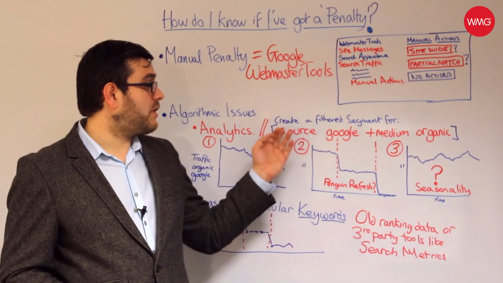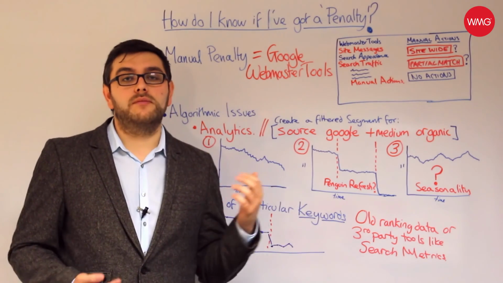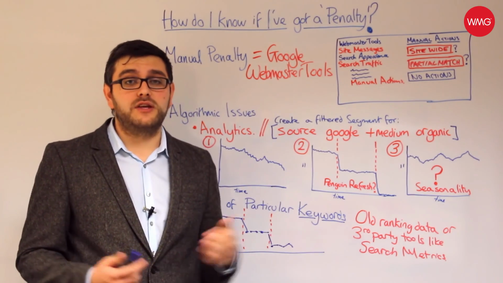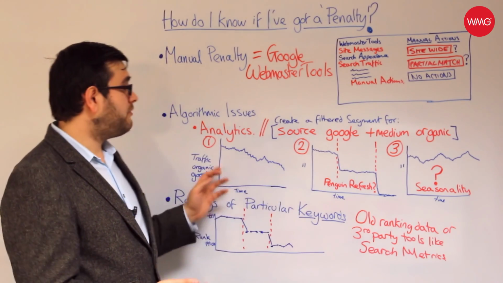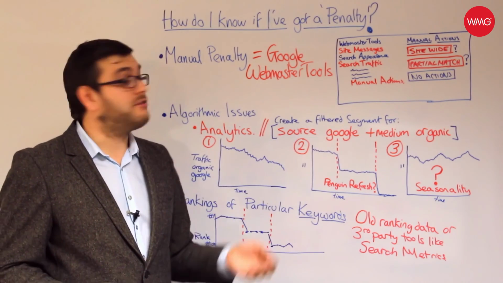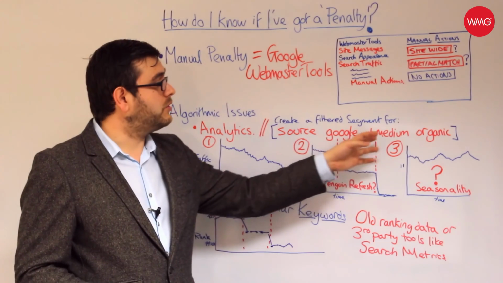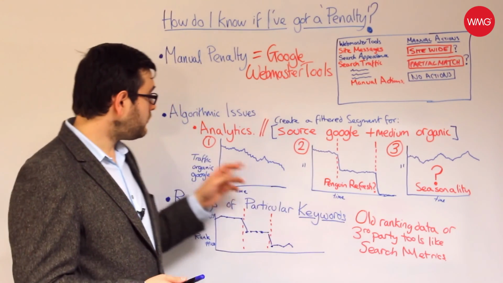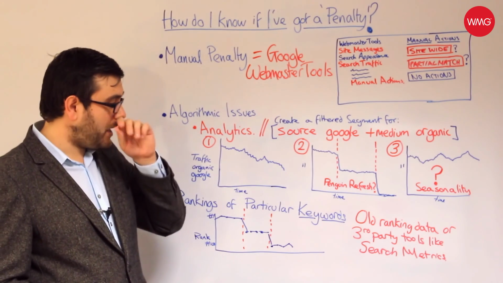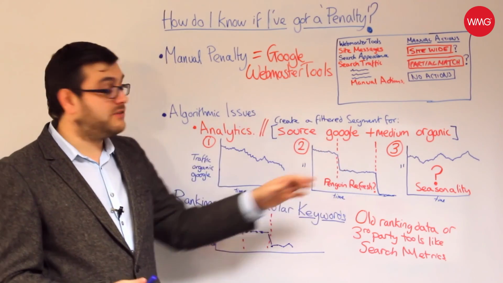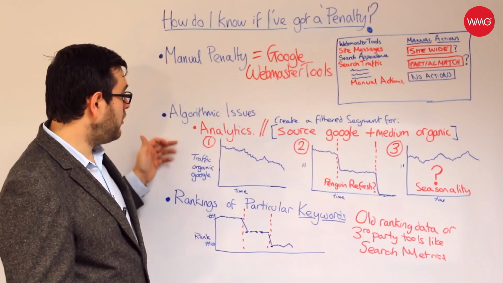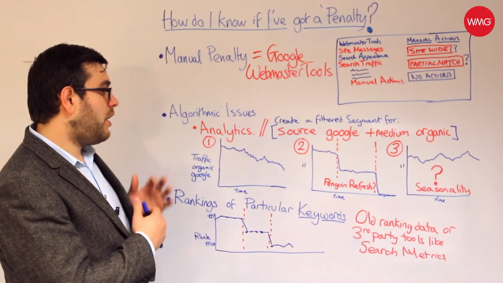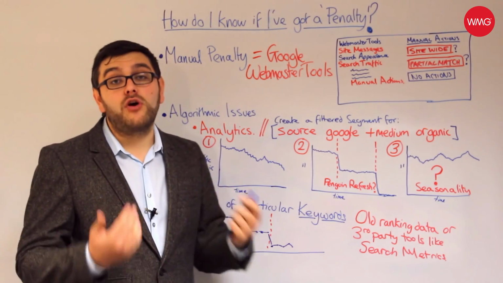If you quickly create a filter, and you might not have Google Analytics, you might use Omniture or another platform, but create a filter, or get someone who can, for source Google, and the medium which is organic. These are the kinds of patterns you'll look for when you've created that filtered segment. You're looking for a pattern in terms of the volume of traffic.